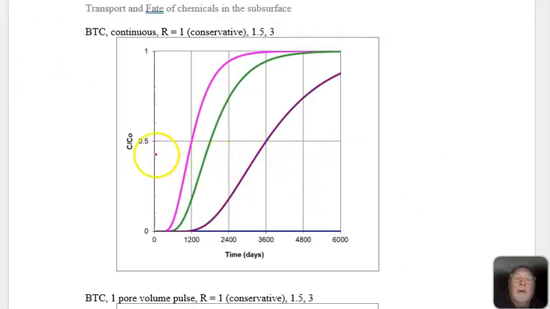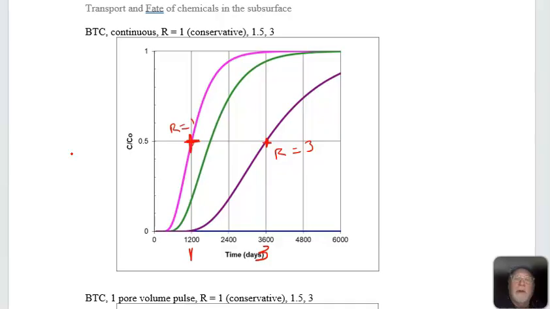Looking at our breakthrough curves, we have some dispersion here. This is for a continuous source, so it's going to go up to 1, C0 equals 1. This is conservative, or R equals 1. You can see that at 1,200 days, it comes through at 0.05. This blue one comes through at 3,600, so that is a retardation factor of 3. So it's 3 times the Darcy's law time.